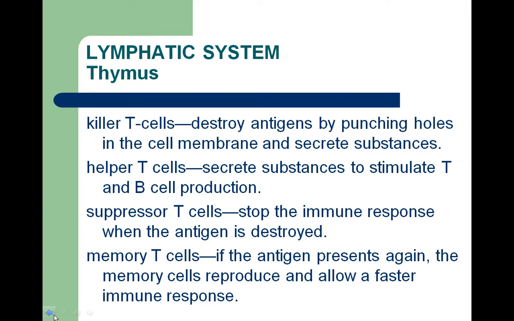Suppressor T cells are part of that clone, that quadruplet, I guess. We got 4. But remember, the suppressor cells come into being when the antigen has been destroyed, and they stop the immune response. Those memory cells are around, so if we get reinfected by that antigen, it can speed up the response.